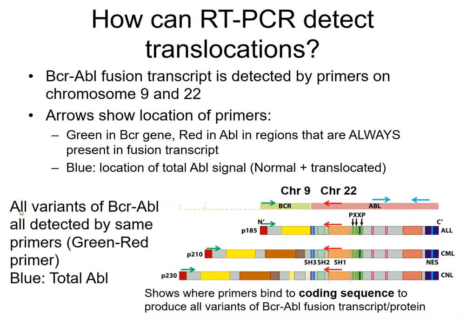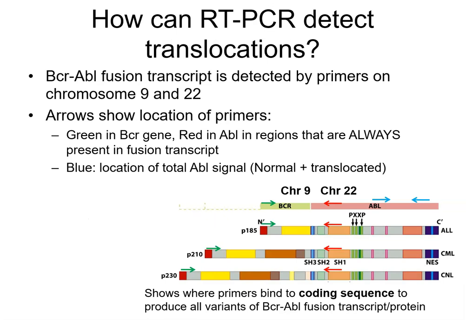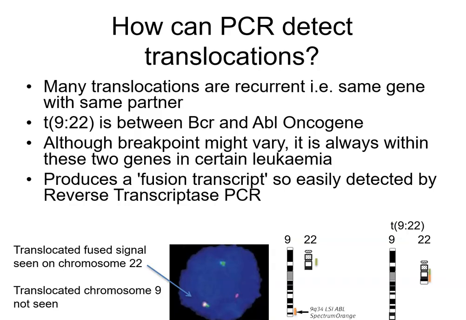Okay, so I'm going to go on to RT-PCR, reverse transcriptase polymerase chain reaction, to detect translocations. Before we go on, this is a reminder of what you have seen already, which is a typical translocation. Chromosome 9 and chromosome 22 have been translocated together to give this fusion chromosome. In doing so, that creates a fusion gene between the BCR and the ABL genes. That fusion gene creates a new novel mRNA which we can detect with our polymerase chain reaction.